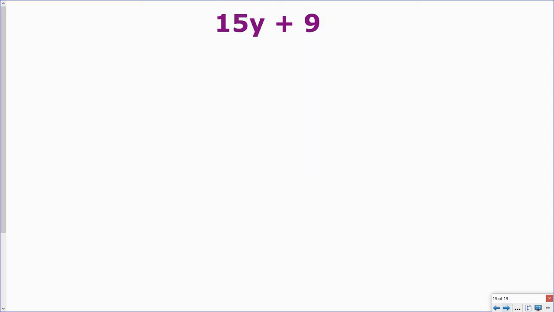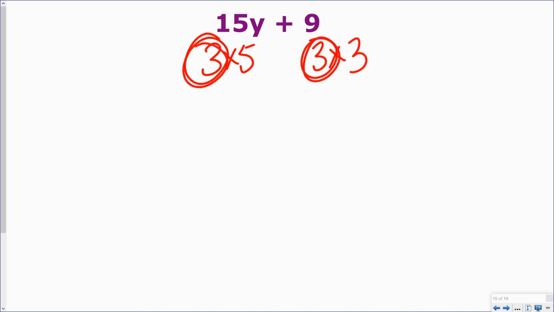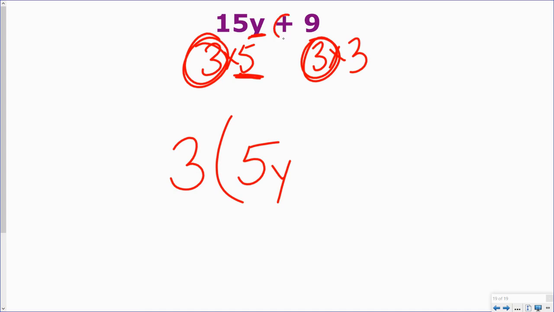Next, I have 15y plus 9. So I know that 3 times 5 is 15. I know that 3 times 3 is 9. Greatest common factor is 3. My parentheses here. I know that 3 times 5 gives me 15. And again, the 5 has the y with it. It's an addition problem. And then I know that 3 times 3 gives me 9.